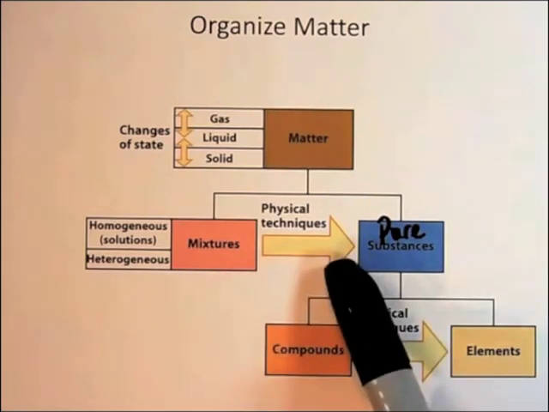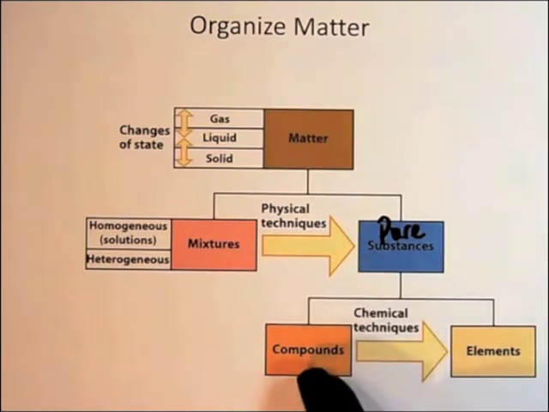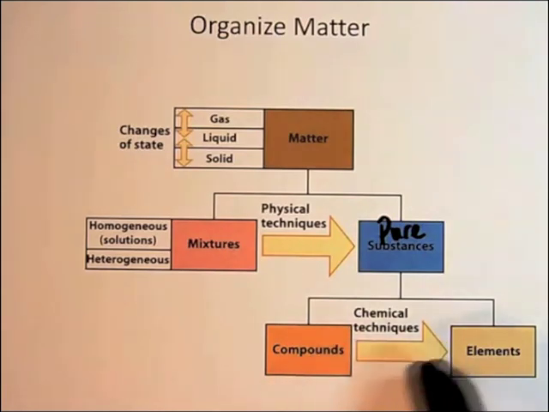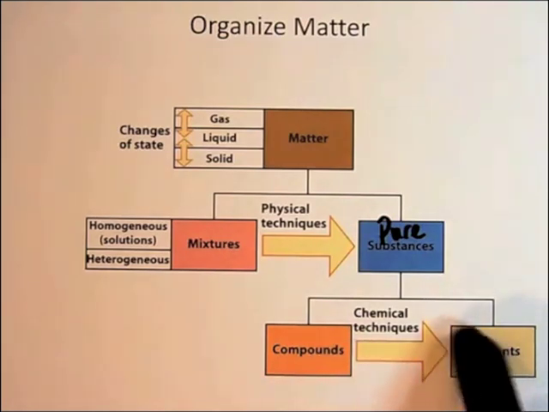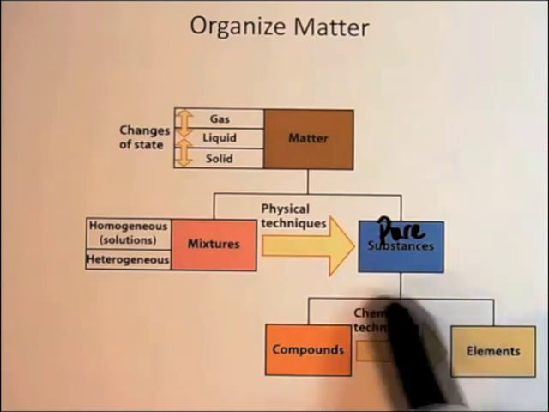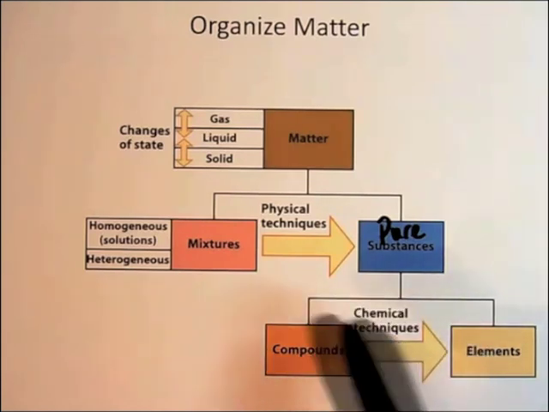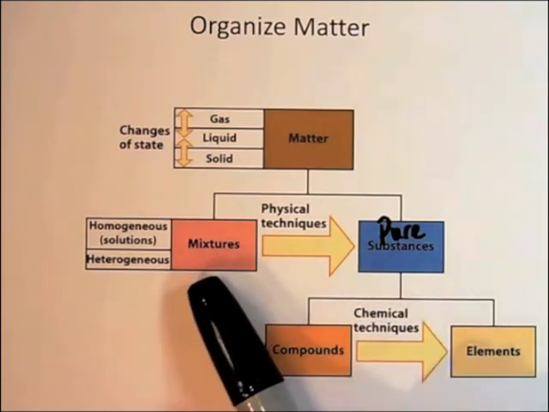All right, so mixtures are made of pure substances, and then pure substances can be subdivided further into compounds and elements. We're going to talk about compounds and elements in the next lecture. Today we're going to focus on how we define mixtures.